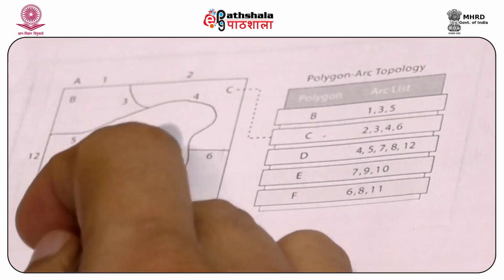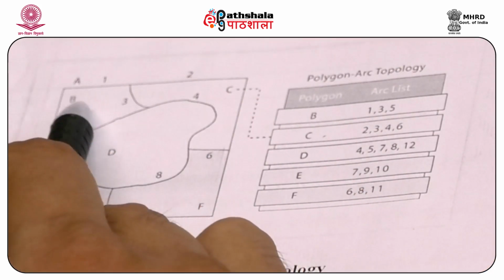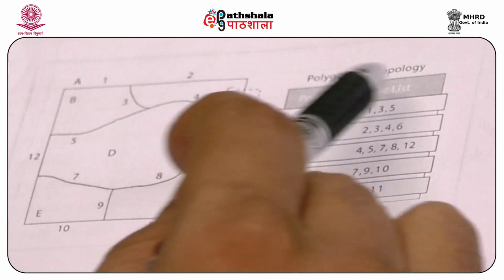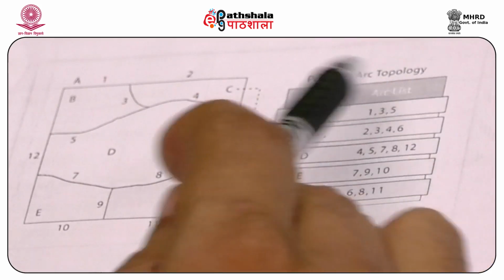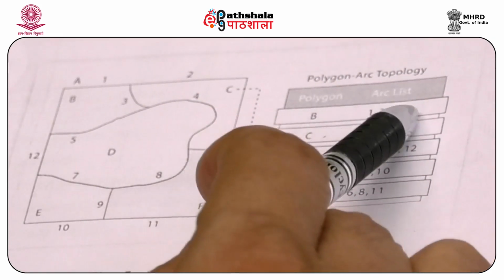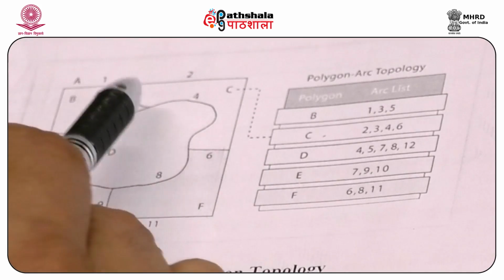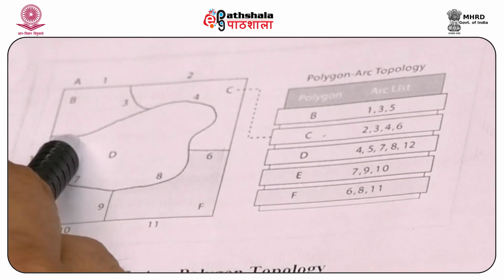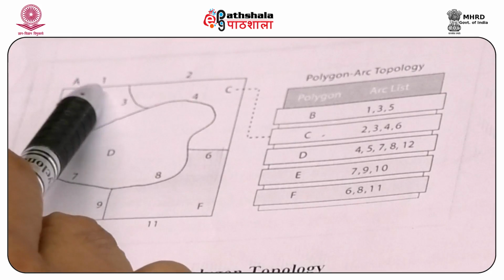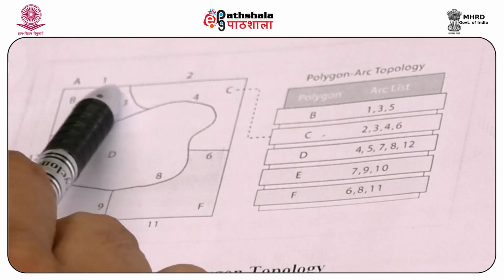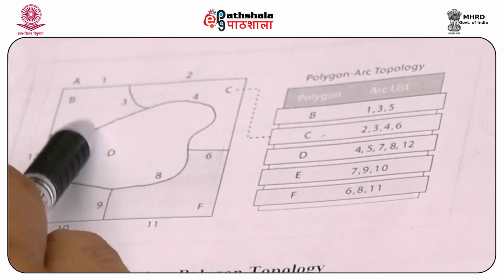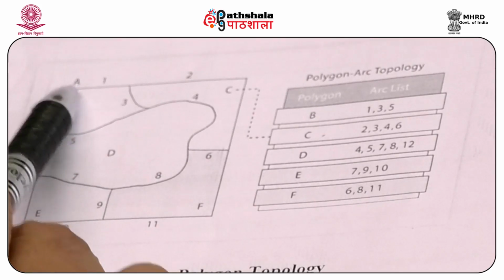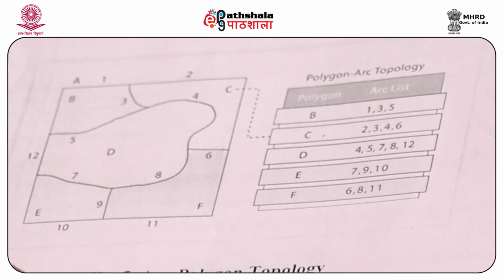If you take polygon B, what are the arc units? The arc units are 1, 3 and 5. 1 is on top, 3 is on the right side and 5 is at the bottom. So, the arc polygon named B is made from the arc list of 1, 3 and 5.